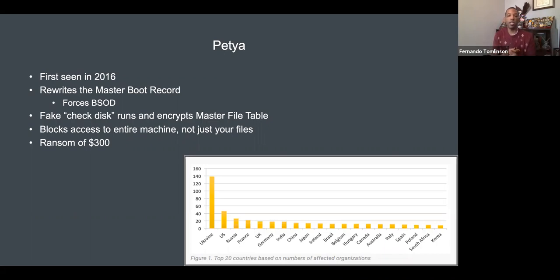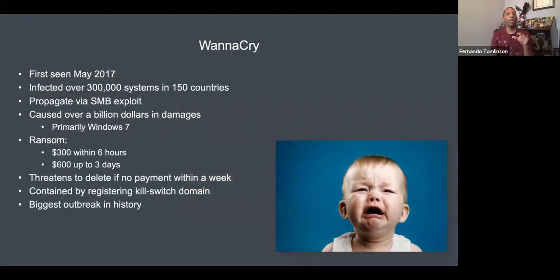And looking at the target list, or who was affected most, we see Ukraine was affected substantially more than everybody else. We won't go into a history lesson about what was going on during that time, but this is certainly interesting. All right, so we had WannaCry come in 2017.